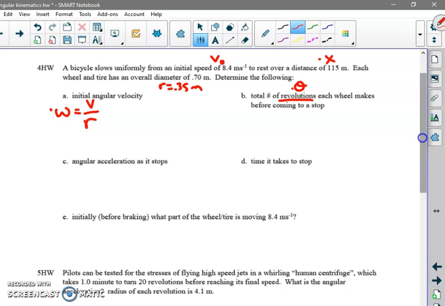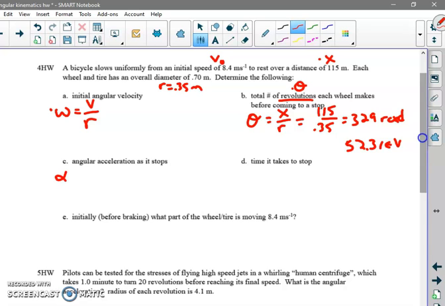distance, x, right? In the other problems it's s, but it turns out to be the same thing. So theta, by definition, is a linear distance, x over r here. That's going to be 115 divided by 0.35, and you will get 329 radians. Then you convert that to revolutions by dividing by 2 pi, and that's where the 52.3 revolutions come in. All right, angular acceleration.